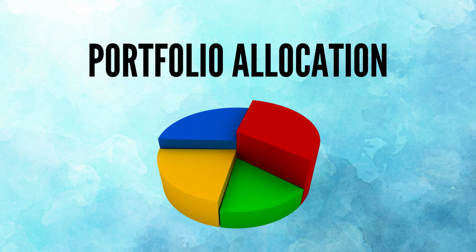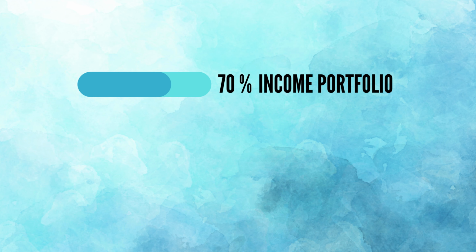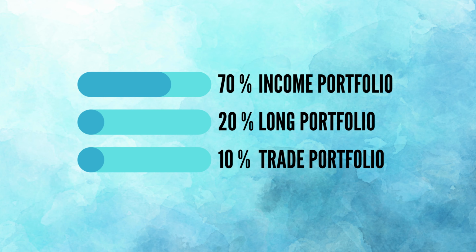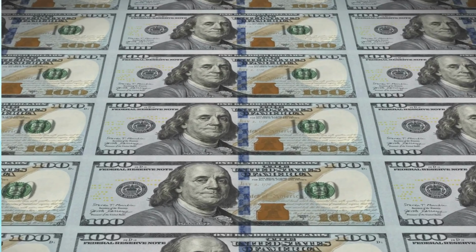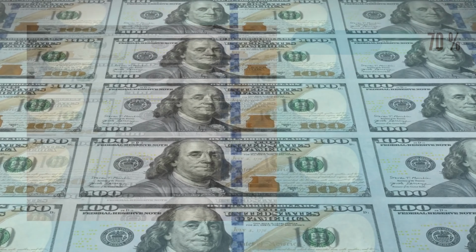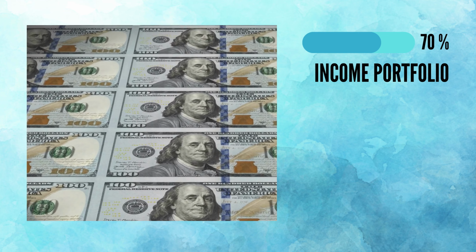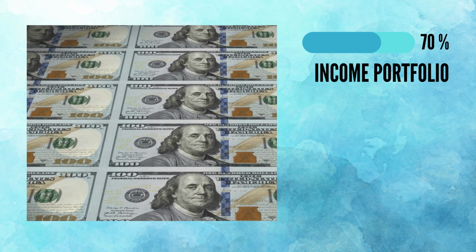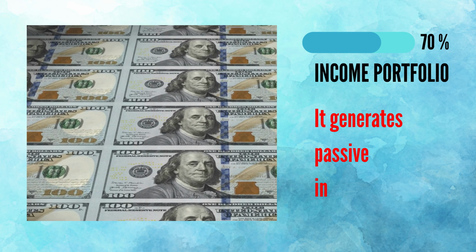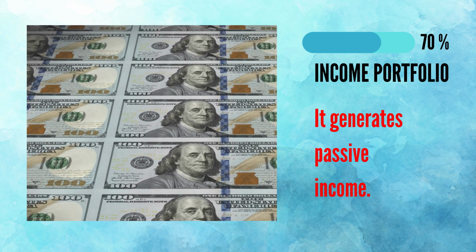Portfolio allocation. Let's start by looking at the overall structure of my portfolio. As I mentioned earlier, it is divided into three main parts: income, long, and trade portfolio. But what does that actually mean in practice? The income portfolio, which forms the foundation, is designed to generate regular income. This income can then be reinvested or used to cover personal expenses. This part is crucial for the stability and predictability of my financial situation.